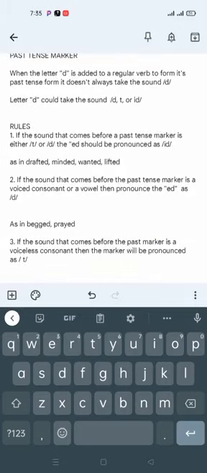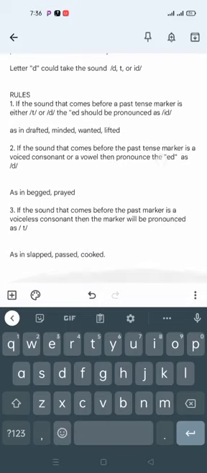Alright then, rule number 2: if the sound that comes before the past tense marker is a voiced consonant or vowel, then pronounce the ed as /d/. Example: begged, prayed, begged and prayed.